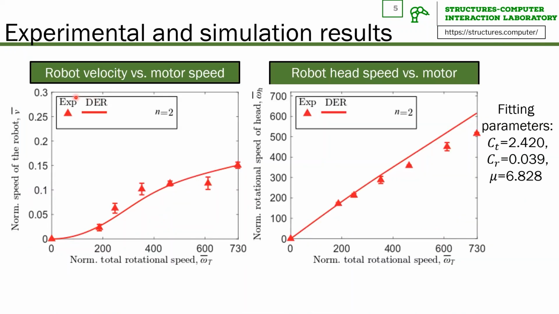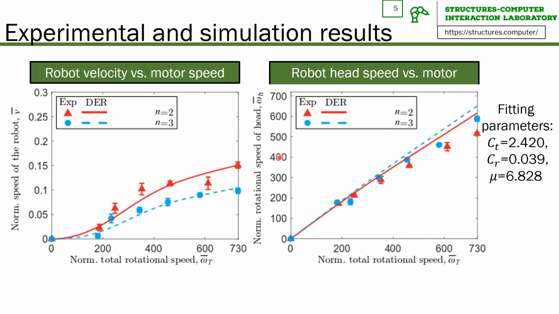As previously mentioned, we use RFT to model the hydrodynamic force onto robot tails. We use the fitting parameters C_T, C_R, and mu, where mu stands for the drag coefficients of granular media onto the robot tails, to fit experimental data and simulation results for the two-tailed robot, about normalized speed of the robot v bar versus normalized total rotational speed omega_T bar, and normalized rotational speed of the robot head omega_h bar versus omega_T bar. And then the same set of fitting parameters is used to predict the performance of a three-tailed robot.